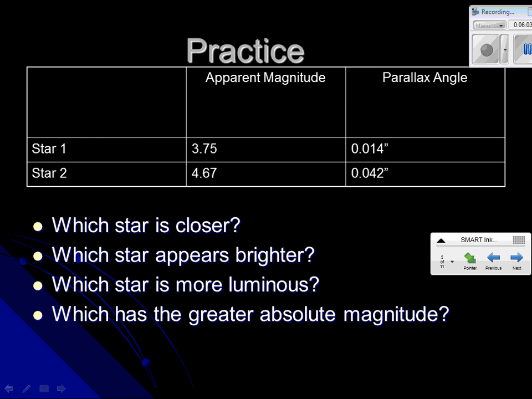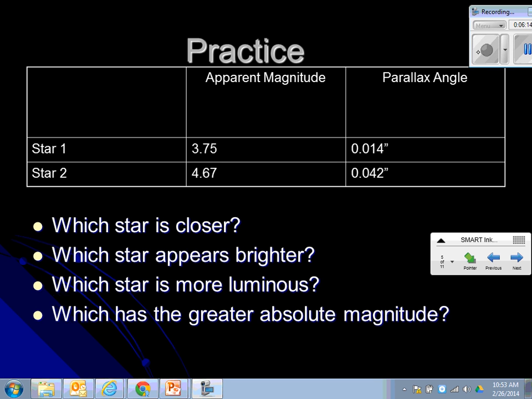Okay, 4 questions. You have 2 stars, and you know their apparent magnitudes and their parallax angles. Which star is closer? Star 2 is closer because it has a greater parallax angle. Everybody in agreement with that? Which star appears brighter? Star 1 appears brighter. It has a smaller numerical value for its apparent magnitude. Therefore, it appears brighter.